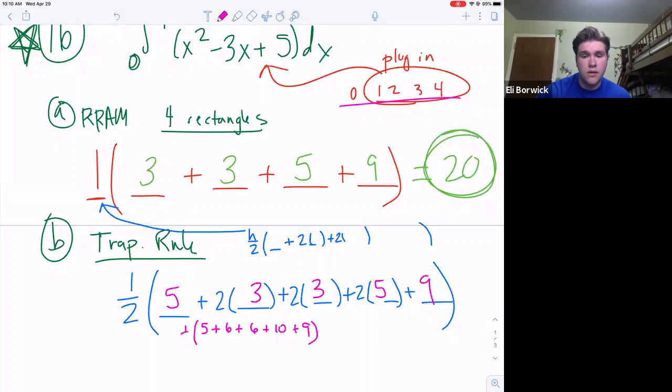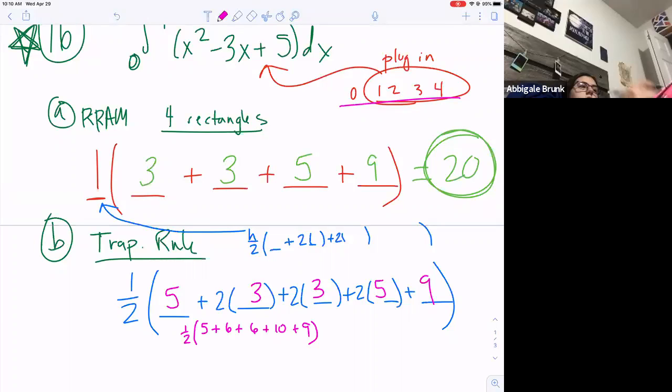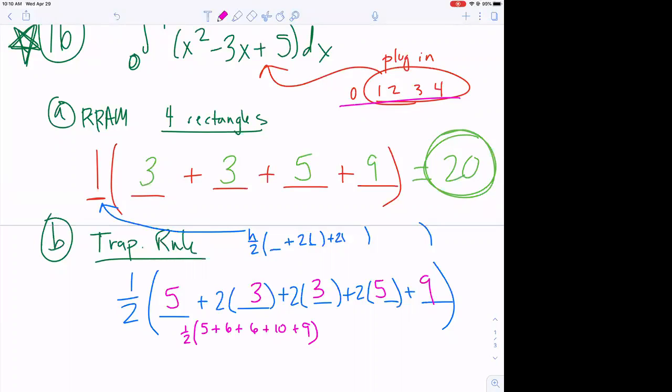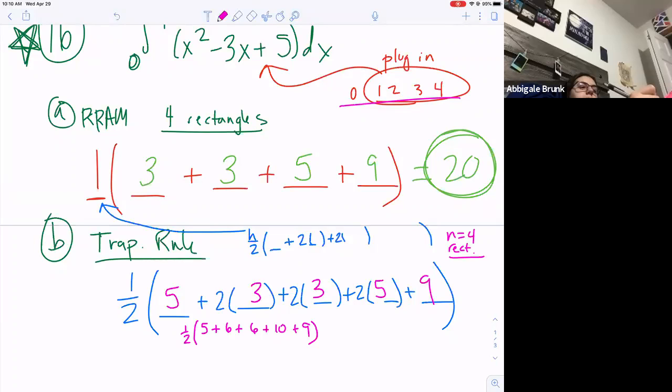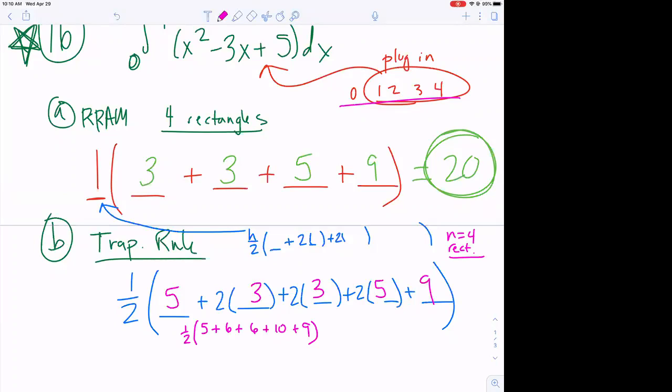What does the n equals 4 in the wording mean? That's a good question. So n equals 4 still just tells you that there's 4 rectangles. Okay. Well, in this case, trapezoids, obviously, because we're using trapezoid rule.